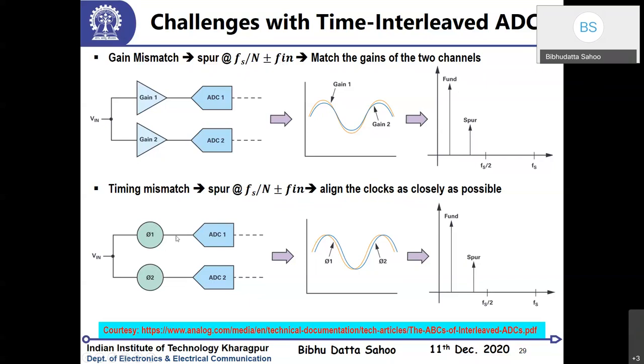Similarly, there is a timing mismatch. This is a multi-phase clock. What if the phases are slightly misaligned? This would lead also to a spur. So the two signals will have the same amplitude, but they will have a different phase. Now, when I'm digitizing, the alternate samples will come between the orange and the blue cycles. So now this would lead to a spurious tone around the fundamental of the actual sine wave. Okay. Similarly, there is a bandwidth mismatch.